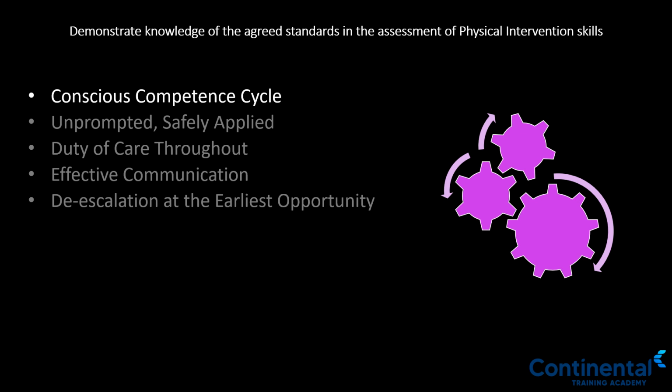The conscious competence cycle is a model of learning that describes the stages through which a learner progresses while acquiring new skills, from unconscious incompetence to unconscious competence. In the context of physical intervention skills, trainers will evaluate learners based on their progression through these stages, looking for evidence that they are not only skilled, but also aware of their competence in applying those skills.